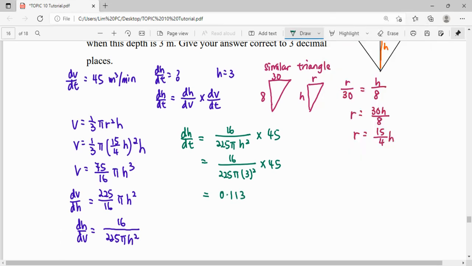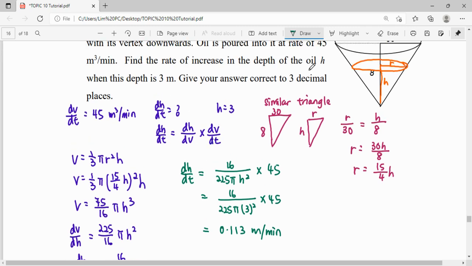Height is in the unit of meters and time is in the unit of minutes, so meters per minute. The rate of change of the height of the oil will be equal to 0.113 meters per minute.